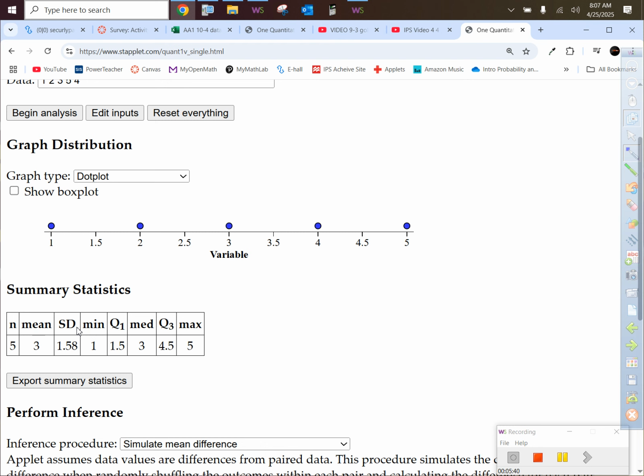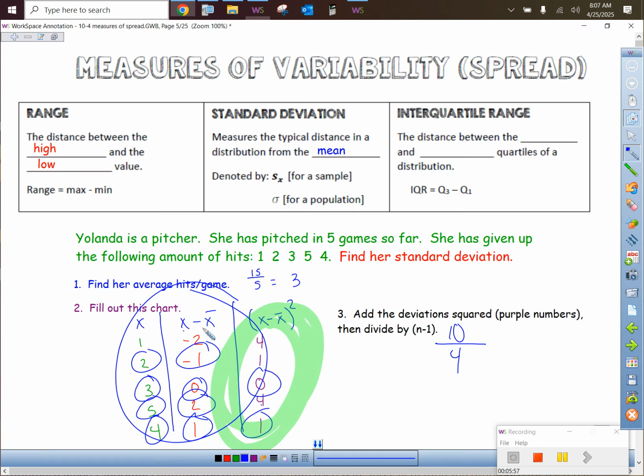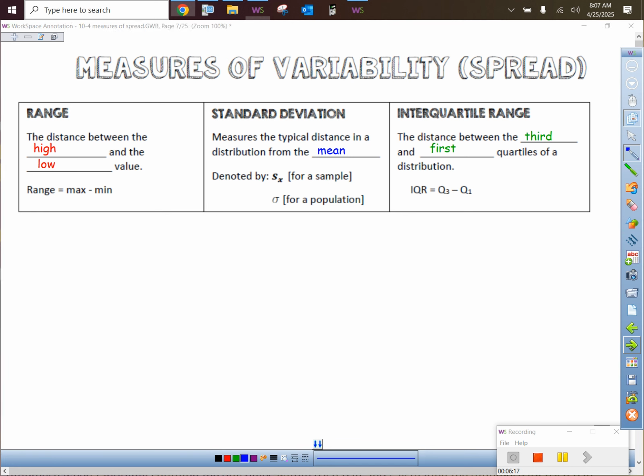And you can kind of see it right here. Here she was 2 hits below her mean, 1 hit below her mean, right on her mean, 2 hits above the mean, 1 hit above the mean in that case. So when you do all the math, the standard deviation was about 1.58 hits away from her mean. It's kind of weird, right? But we'll dive more into that as we go through it.